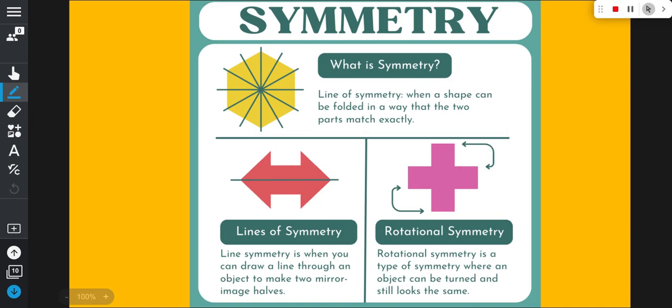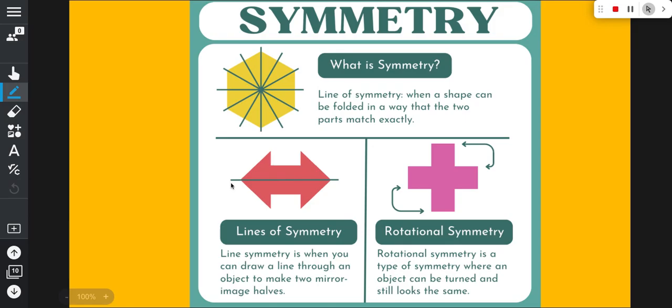The next one is also not on the note sheet, but important to understand: symmetry. What is symmetry? Symmetry is a line when a shape can be folded in a way that the two parts match. So if we look at this shape, all these different lines are where we could have folded and it would match up one side to the other.